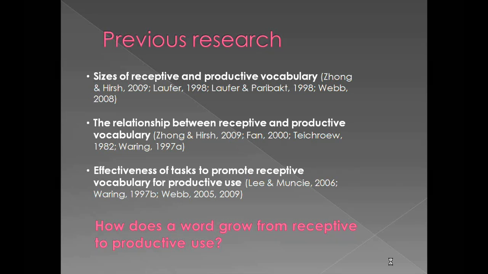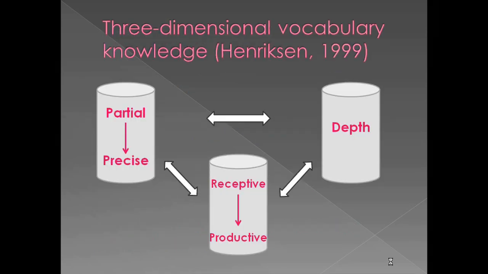In order to answer this question, we have to understand what vocabulary knowledge is. Henriksen in 1999 presented a three-dimensional construct, so we can see that it's quite complex. Vocabulary knowledge is not only about form and meaning. It is not that simple. She presented that the first dimension is partial to precise understanding in terms of meaning.